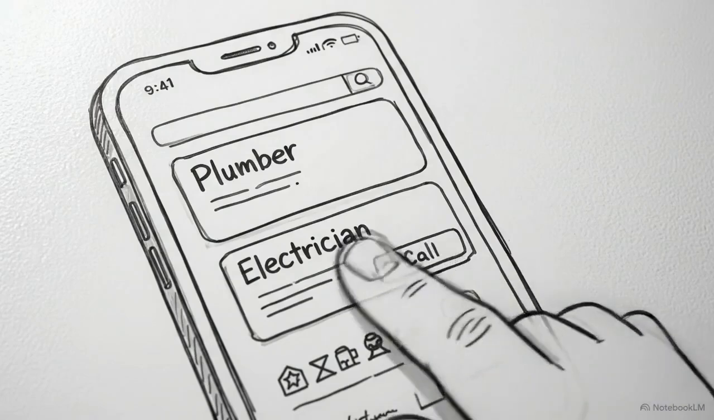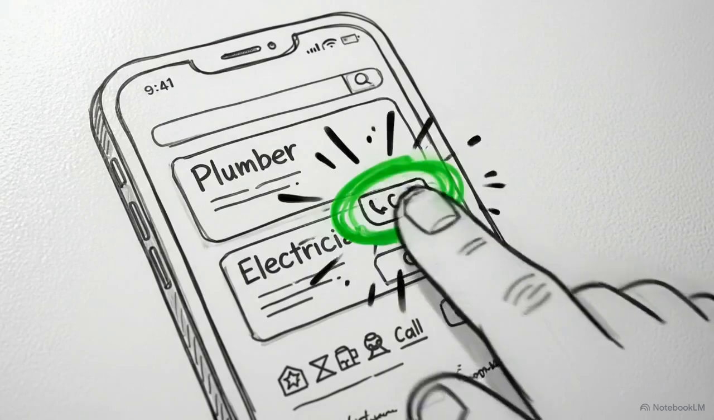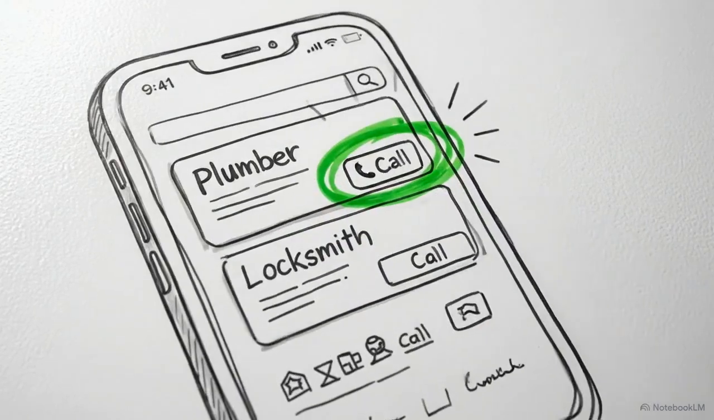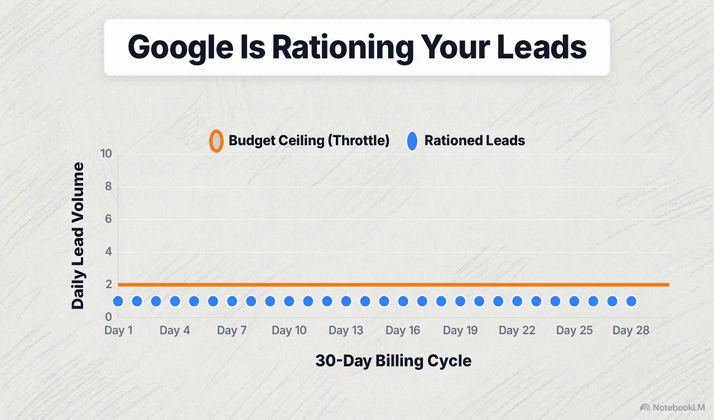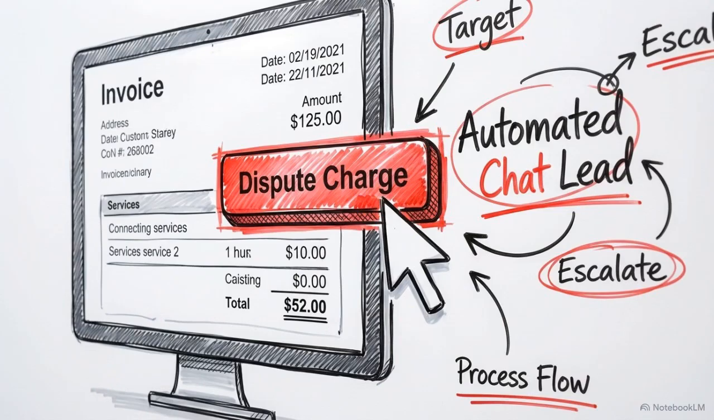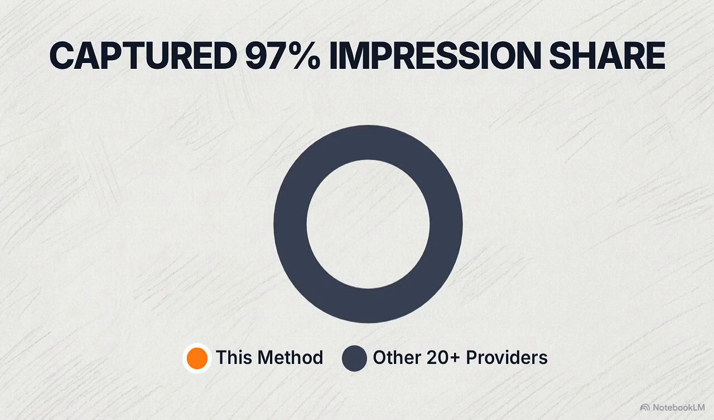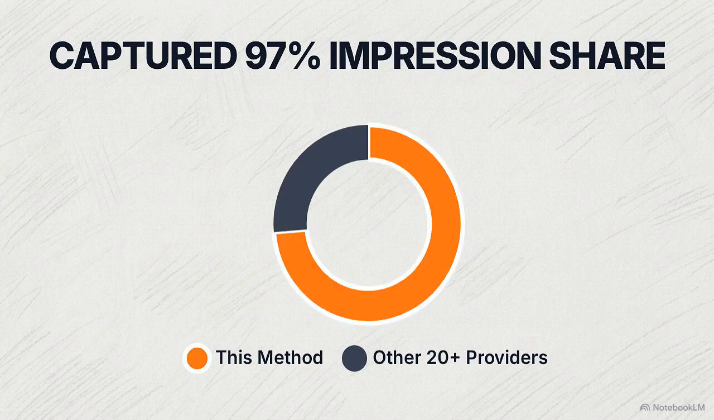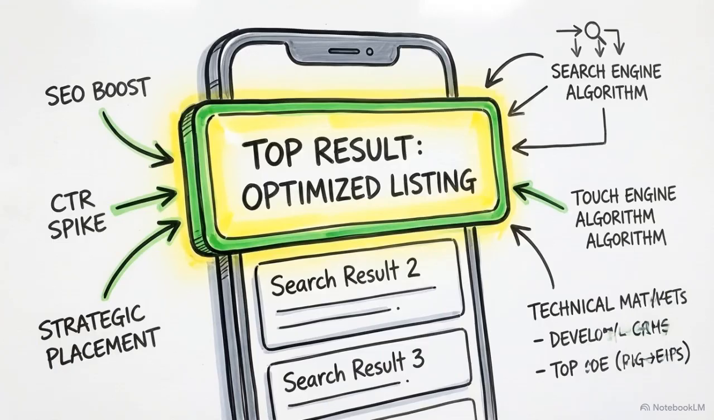Let's talk about how to force the Google Local Service Ads algorithm to give your business maximum visibility in your local market. By the end of this, you will know how to stop Google from rationing your leads. We'll also cover how to eliminate hidden charges from automated bots and systematically recover the money you spend on unqualified calls. In hyper-competitive areas with over 20 major providers, businesses using this method have captured a 97% impression share, securing the #1 ad spot half the time.